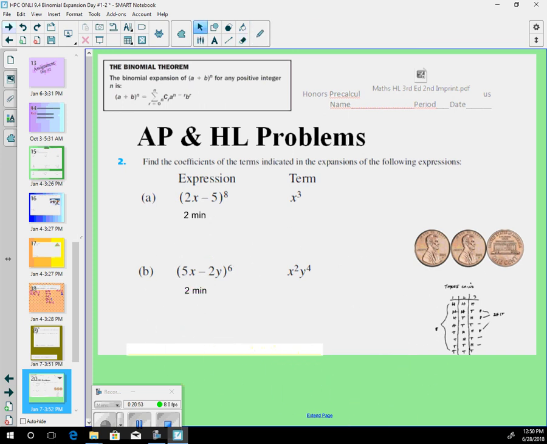Good luck with the binomial expansion. Used a lot in upper math, and practice them so it becomes real fluid for you.